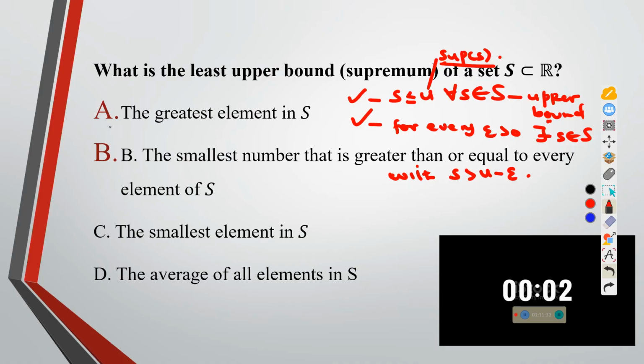Okay, so when you look at the options, the greatest element in S, this is not necessarily true, as we saw. The smallest number that is greater than or equal to every element of S, that is true. This u must be an upper bound, and it must be the smallest among the upper bounds. So this should be true. The smallest element in S, this is not true, and neither is the average. So it should be the smallest number that is greater than or equal to every element of S.